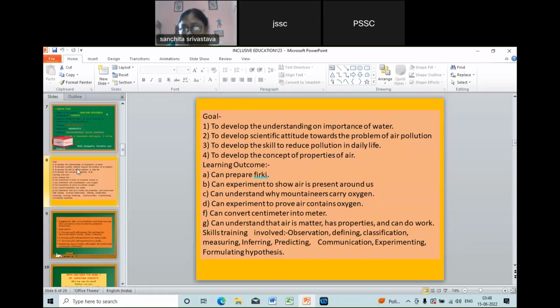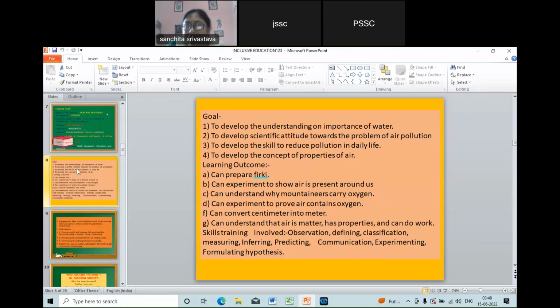Okay, and we have to develop now the subject matter. What is the subject matter? We should not go apart from this subject matter: to develop the concept and properties of air. So as we said, air around us, we have to develop the concept and properties of air. So what are the learning outcomes here?